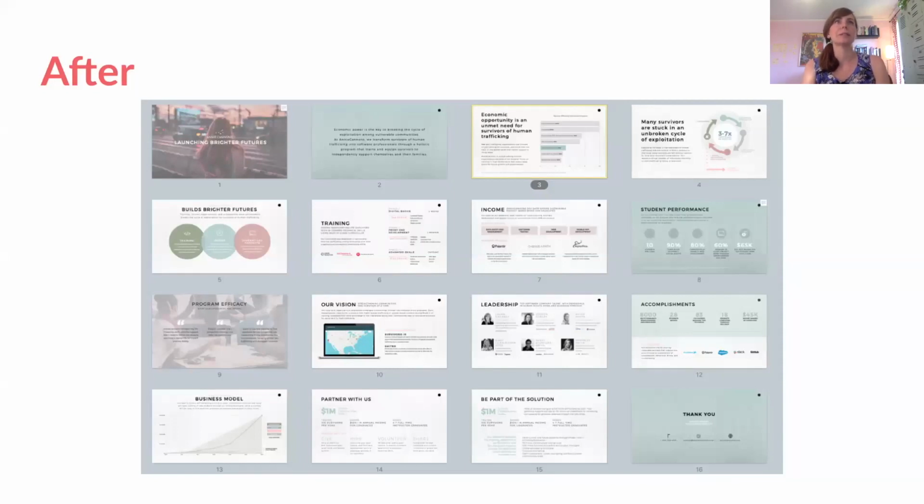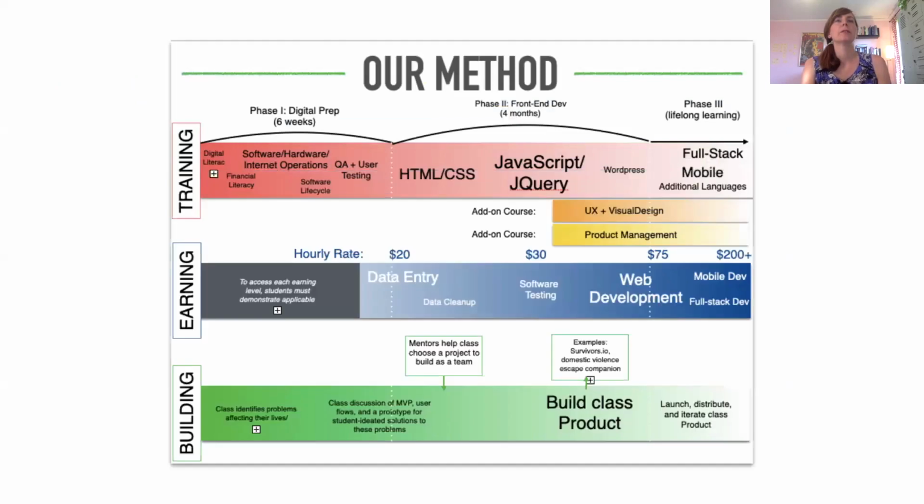So let's look at a couple examples. So here's her before. This was where they were trying to get across exactly what they do. They were trying to do so much with this slide. They were trying to say, here's what we do.